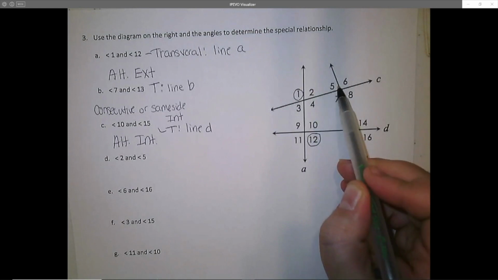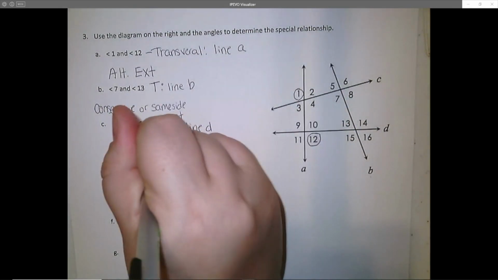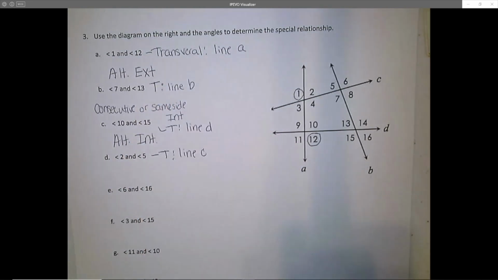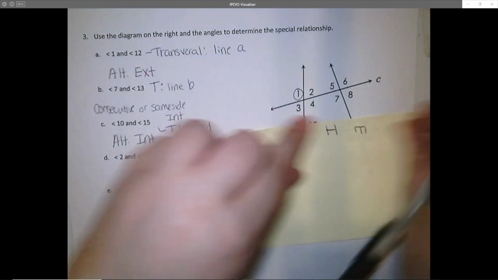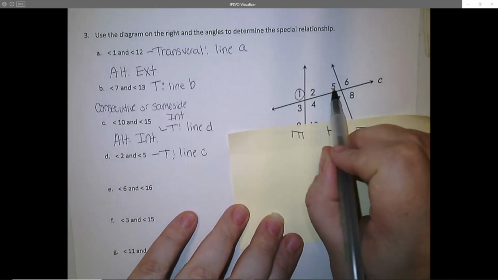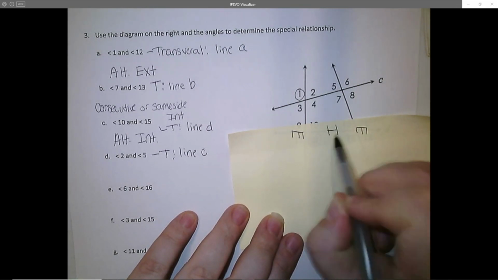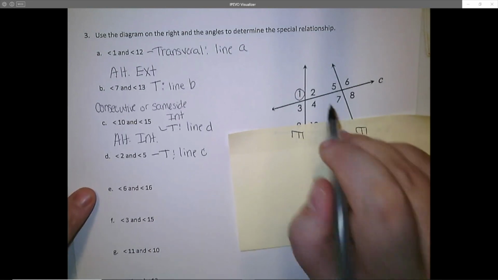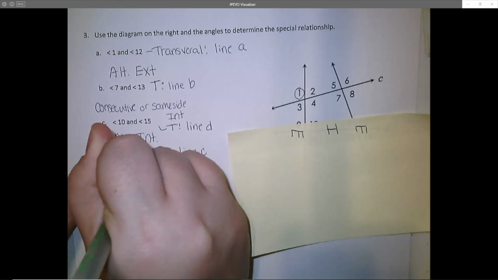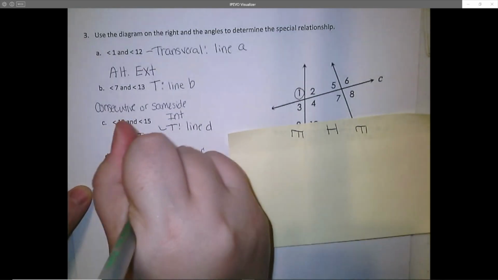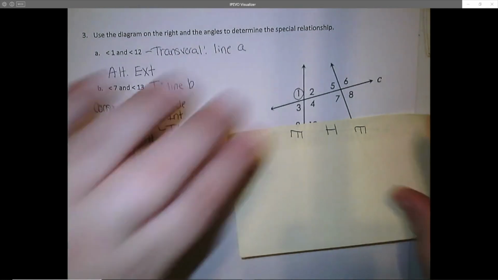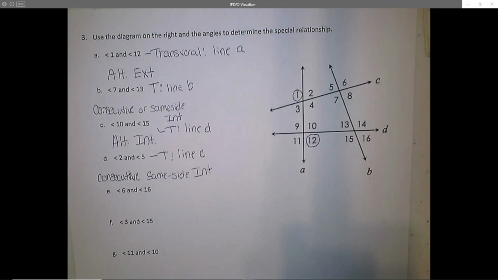2 and 5. 2 and 5 both sit on line C. So my transversal is line C. C crosses over A and B. C does not cross over D, so I cover up D. 2 and 5 are both interior. They're both inside, and they're both above my transversal. So these are consecutive or same side interior.